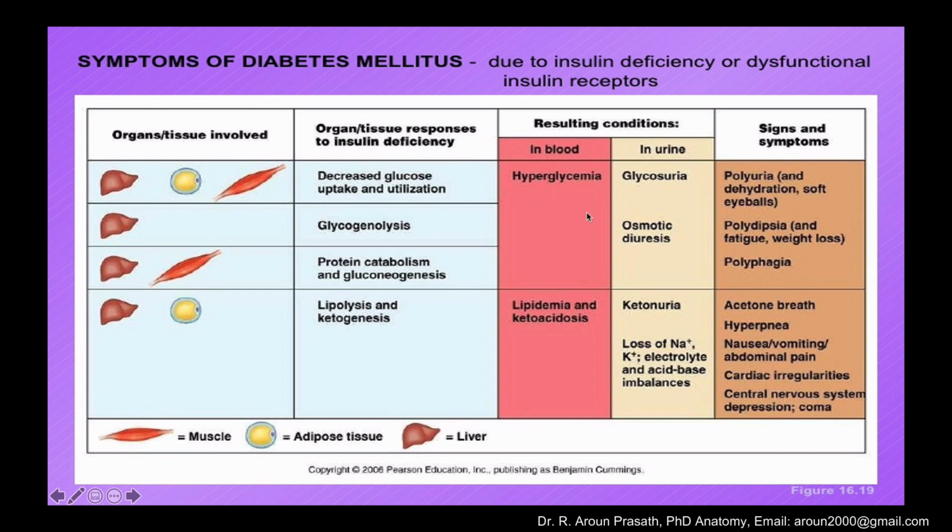So when there is increased blood sugar level, then the sugar tries to escape through the urine. Okay, so presence of more sugar in the urine, we call it glycosuria. That increases the osmosis and increases the urine output. That is what we call osmotic diuresis.